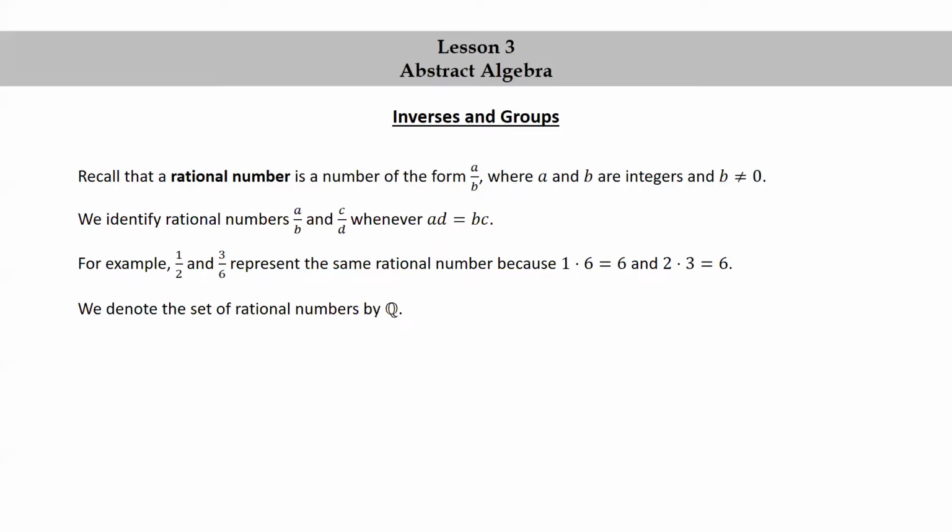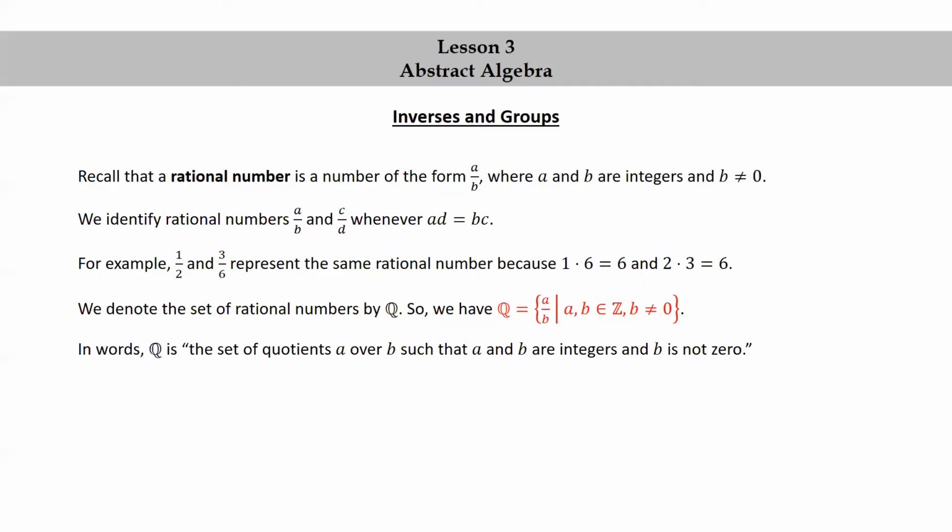We denote the set of rational numbers by double-struck Q. So we have Q equal to the set of quotients a over b such that a and b are integers and b is not 0. We identify the rational number a over 1 with the integer a. In this way, we have that the set of integers is a subset of the set of rational numbers.